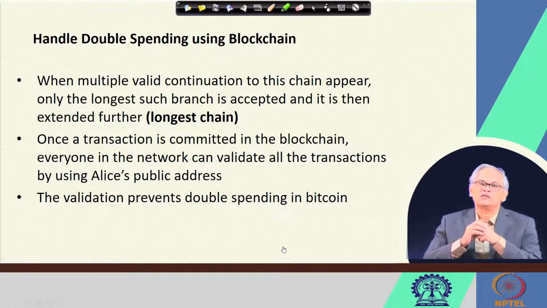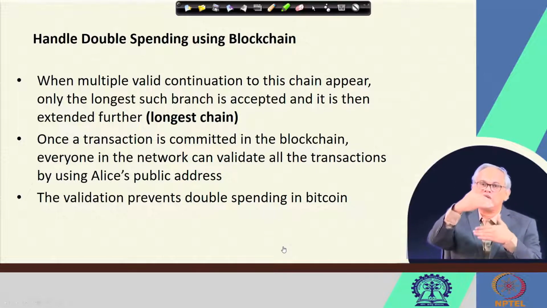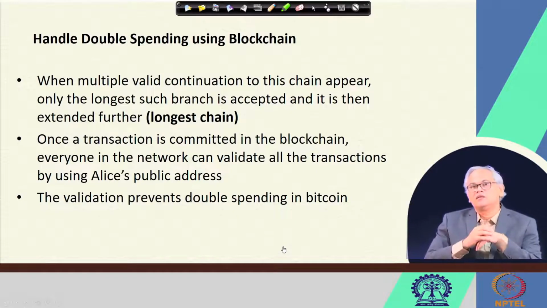Also, you might wonder, suppose Alice first puts it in one transaction which gets added to, say, block number 10, and she also does it in another which gets added to block number 11, in parallel, then what would happen?